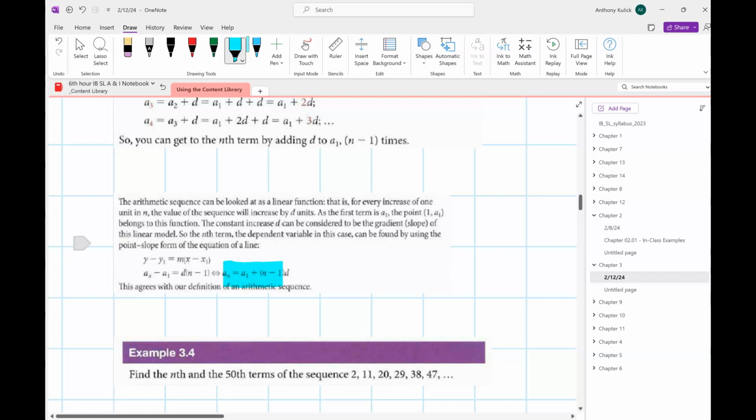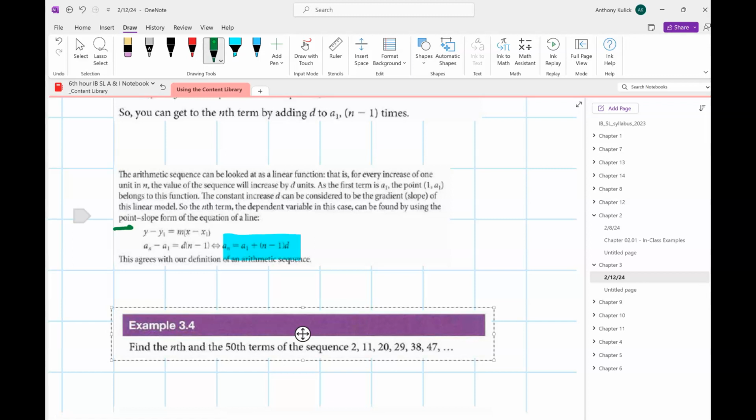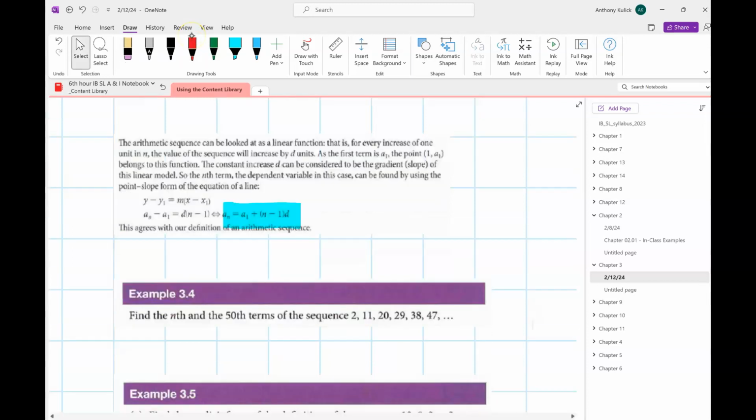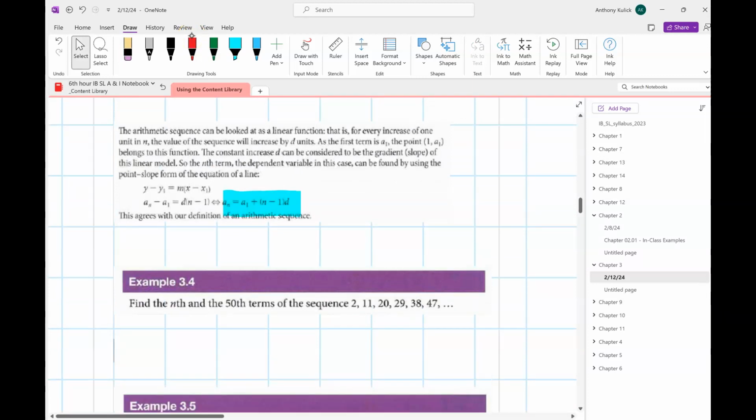Our explicit definition is this: a sub n equals a1 plus n minus 1 times d. But all that is the point slope equation for a line, just rearranged and the labels changed. So you don't even really need to use that.